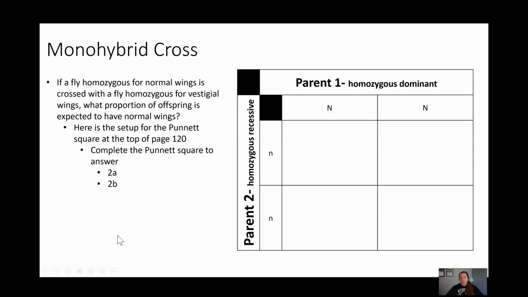All right, so let's try our first Punnett square on page 120 of the lab manual. You can read the question here. This is question 2. It starts at the bottom of page 119 and goes up to the top of page 120. I set up the Punnett square for you here. We have parent number 1 that is homozygous dominant for wing shape, and parent number 2 is homozygous recessive. So go ahead and complete this Punnett square on your own, and use it to answer questions 2A and 2B in your lab manual.